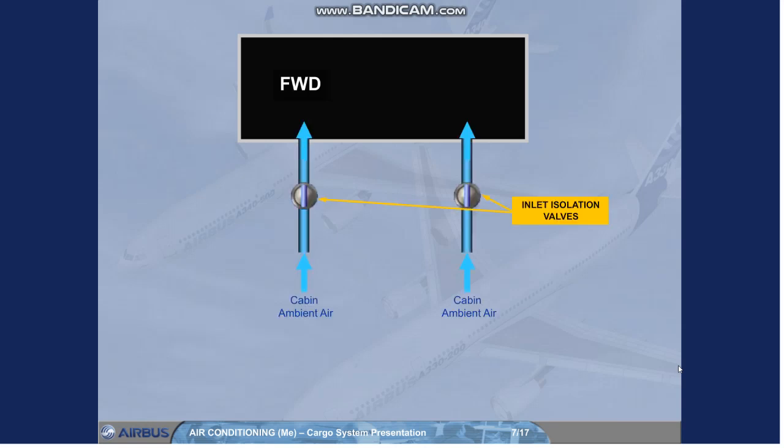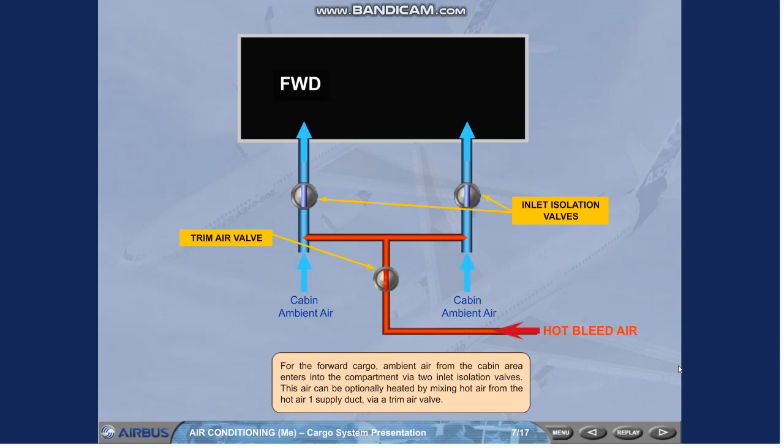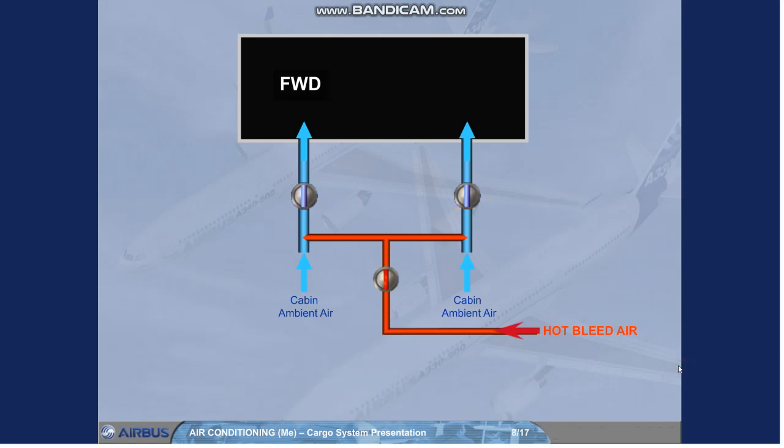For the forward cargo, ambient air from the cabin area enters into the compartment via 2 inlet isolation valves. This air can be optionally heated by mixing hot air from the hot air 1 supply duct via a trim air valve. Also, this air can be optionally mixed with cold air from the Pack 2 via a cold air valve. Note: if the cooling is operated below 20,000 feet, the Pack 2 outlet temperature is limited to 5 degrees Celsius to avoid ice accretion on the cold air valve.